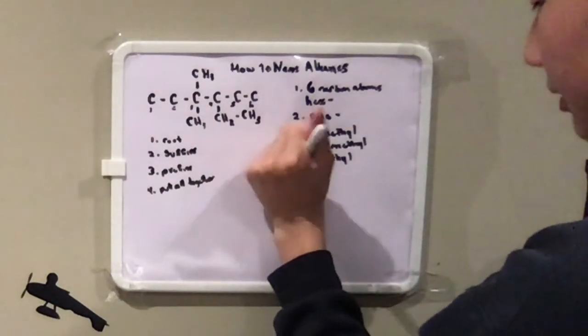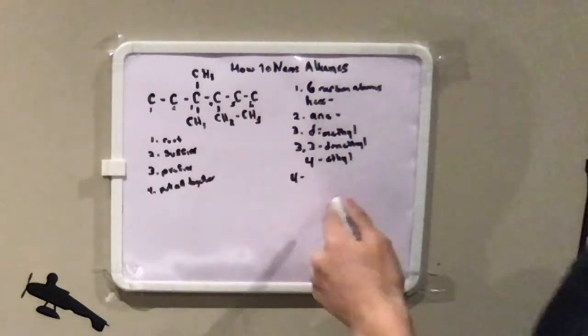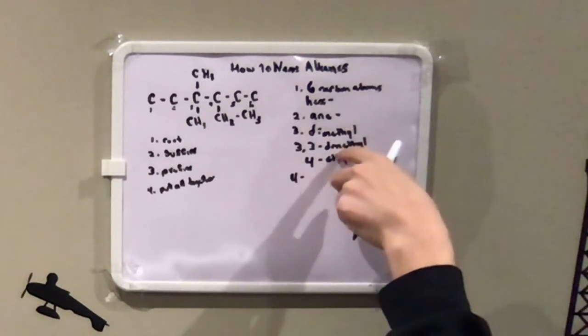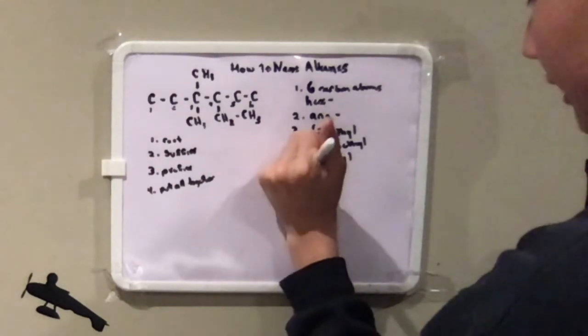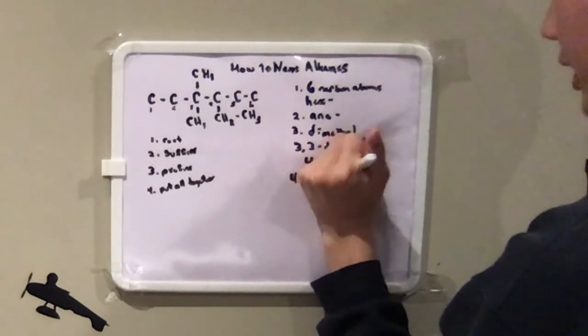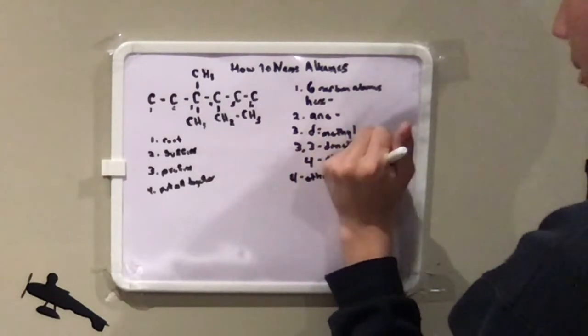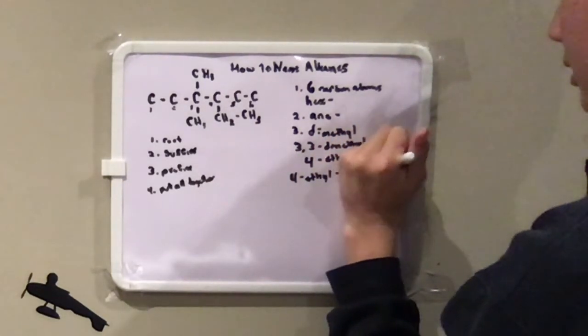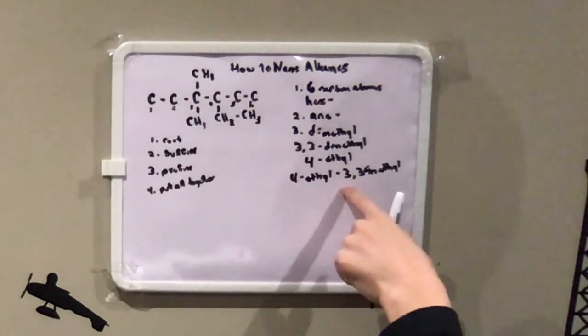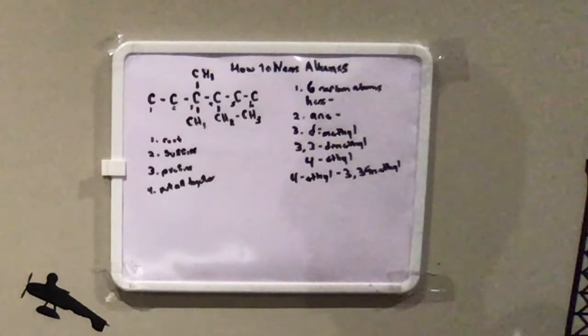So if we complete our prefix, since we have to put it in alphabetical order, E comes before M, so it would be 4-ethyl dash 3,3-dimethyl. Dimethyl, sorry. So 4-ethyl dash 3,3-dimethyl.